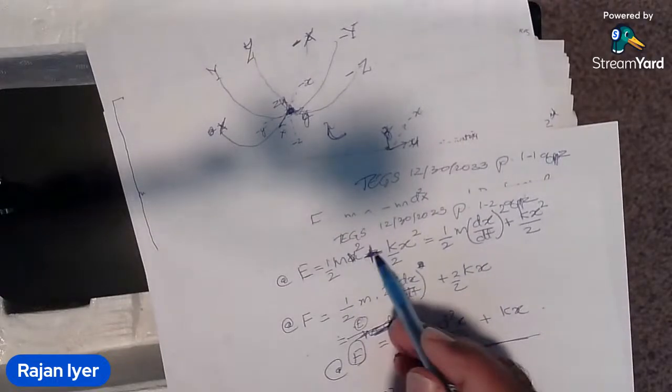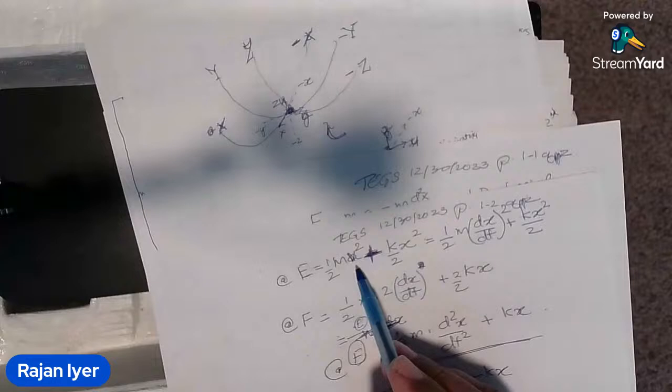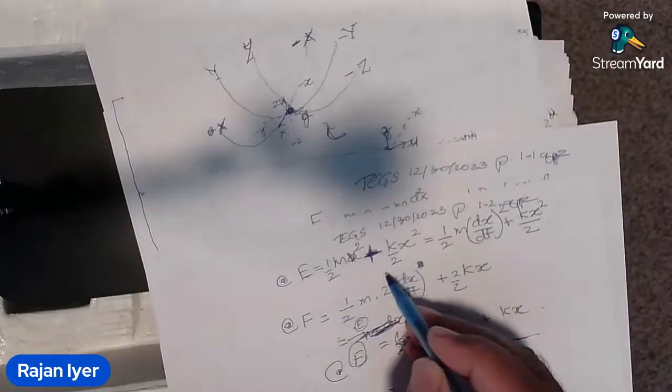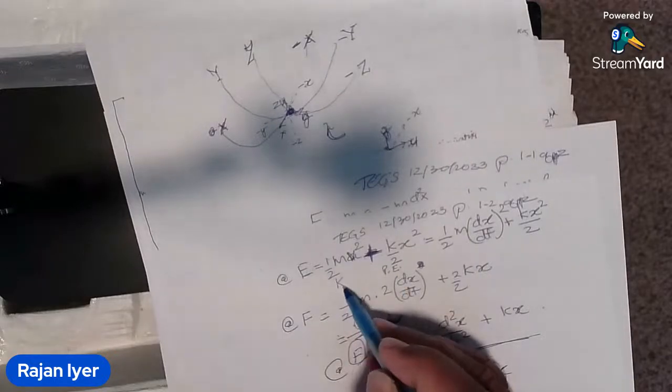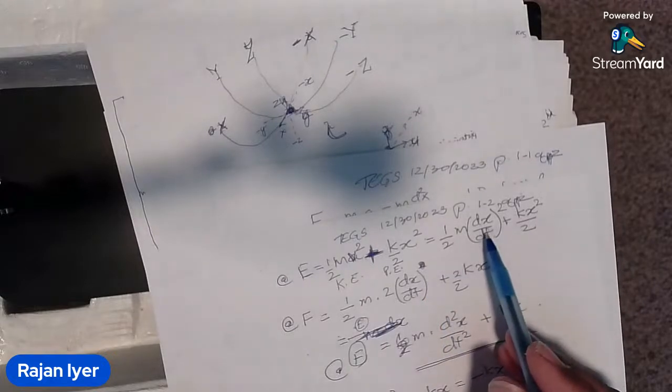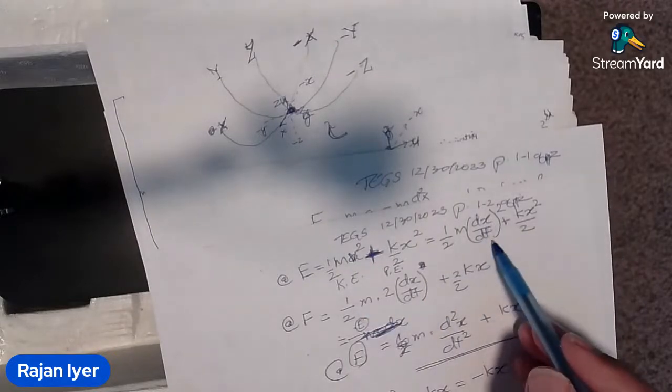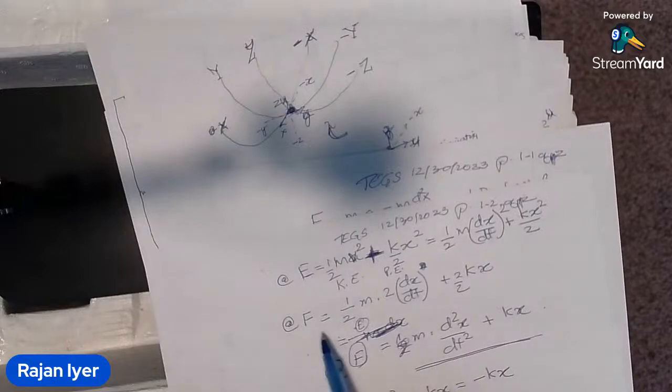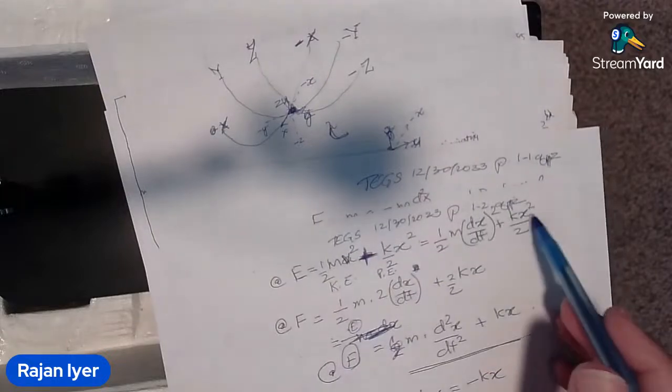So then we are adding an extra term here. Normally the kinetic energy equals half m v square, but we are adding kx square over 2. This is the potential energy. So this is your kinetic energy. So when we add these two, again I convert v square to dx by dt, the whole square, plus the same thing, kx square over 2.